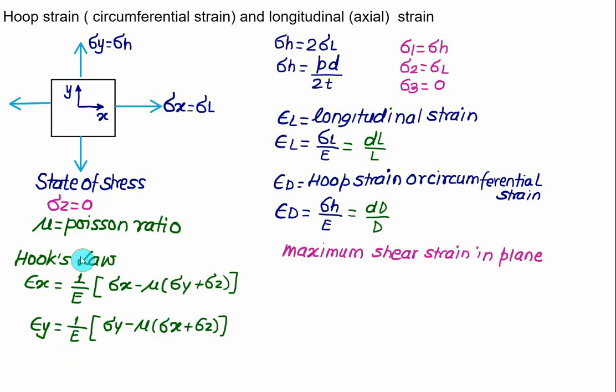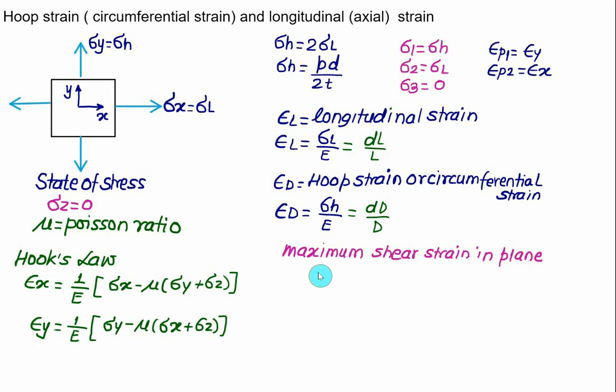If you calculate the value of epsilon x and epsilon y, then we can also calculate the value of the principal strain. Here the longitudinal and the hoop stresses are the principal stresses. That is, epsilon 1 will be equal to epsilon y, that is the hoop strain or circumferential strain. The second principal strain we can calculate on the basis of epsilon x. If we know the value of epsilon 1 and epsilon 2, that is the two principal strains, we can calculate the maximum shear strain in the plane.